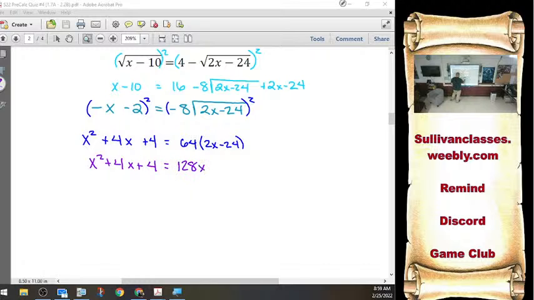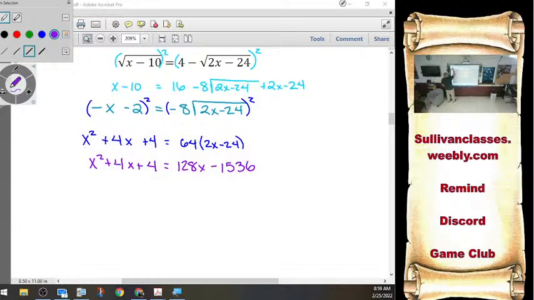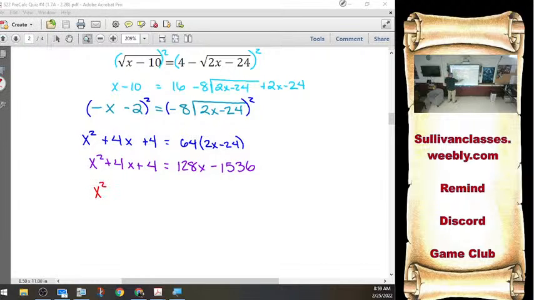Get 128x minus 64, 256 by 6, 1200, 300, 1500, 1536. Then it's a quadratic. Everyone to one side of the bus. Subtract 128x. Add 1536. I bet it's factorable, but boy, do I not want to do factors of 1536.